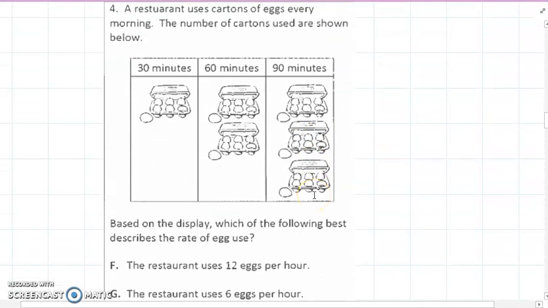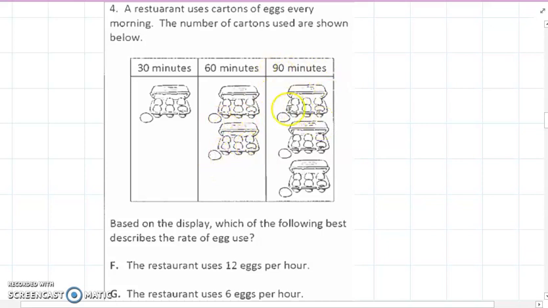Number 4, a restaurant uses cartons of eggs every morning. The number of cartons used are shown below. It's 30 minutes. As you can see, this egg here is the one that goes in here. So there's only actually 6 here. 60 minutes. We have these 5 in here and this one here at 6. And then these 5 and then this 6 one here. There's not an extra one. Okay, that's the one that goes in here.